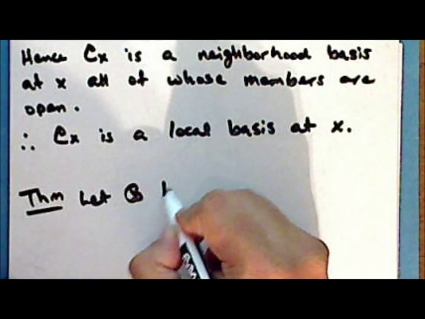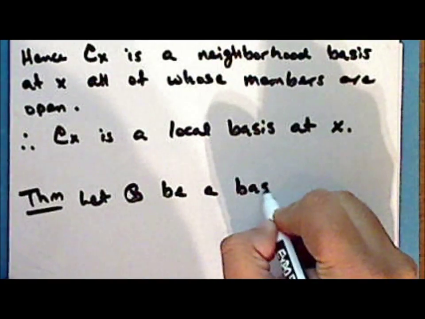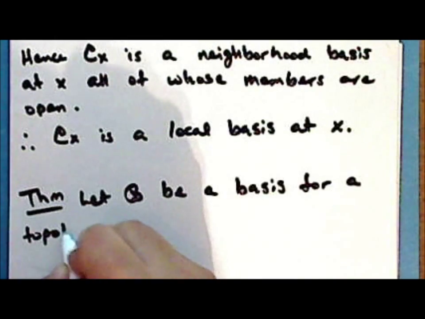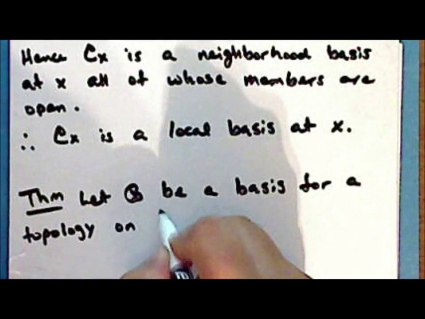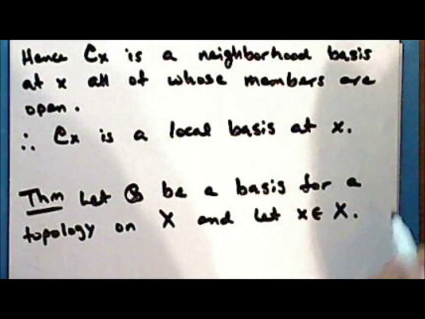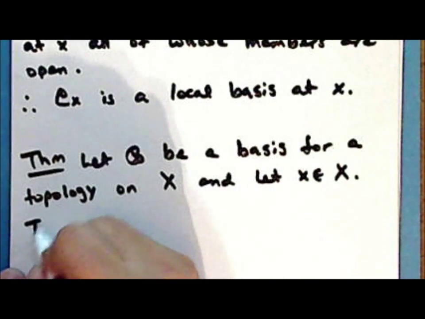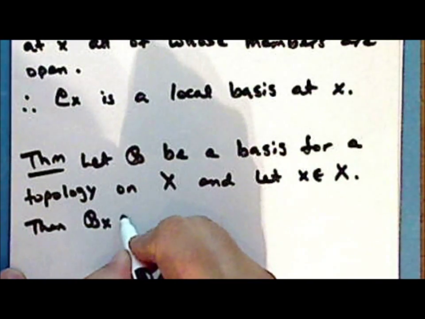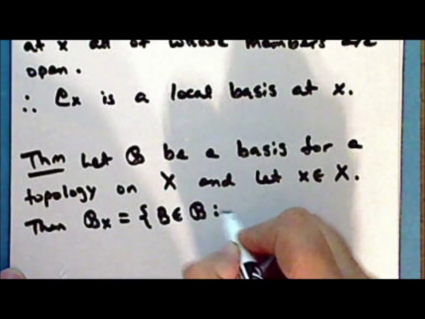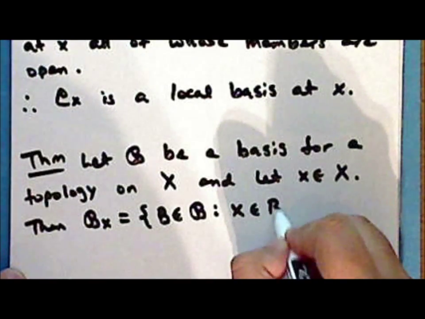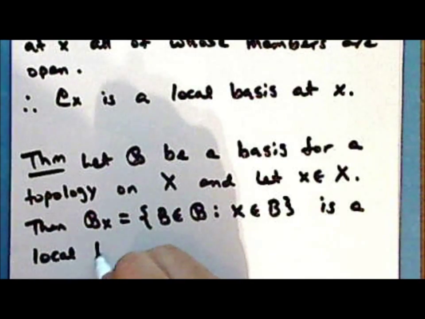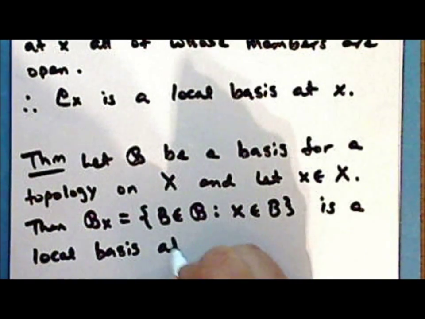Let script B be a basis for a topology on a set X, and let x be a point in the space. Then the collection script B sub x, consisting of all basis elements which contain the point, is a local basis at the point.